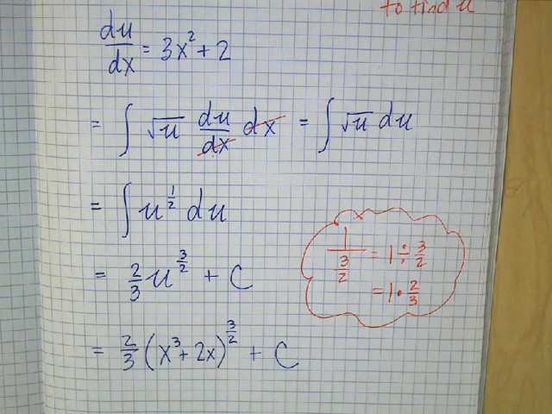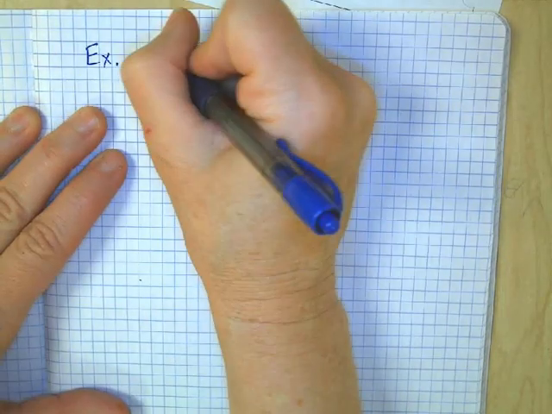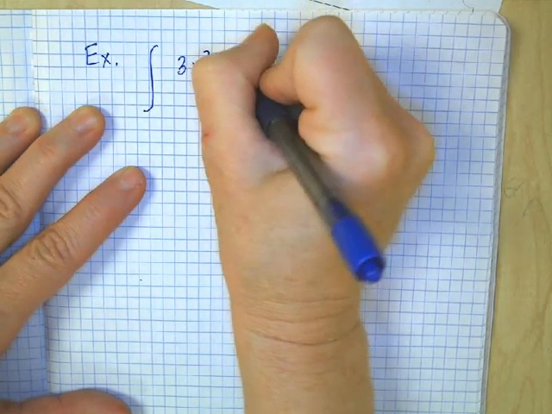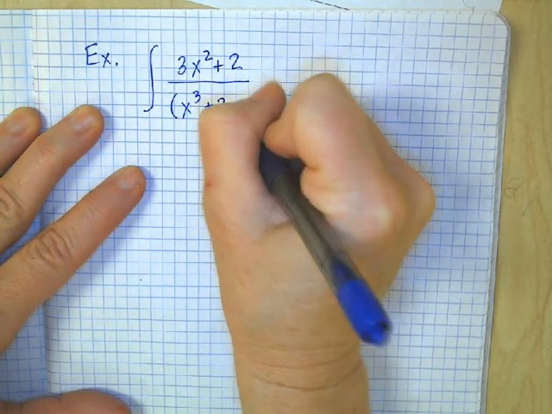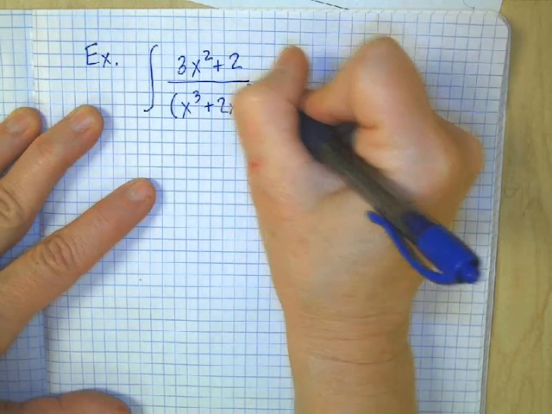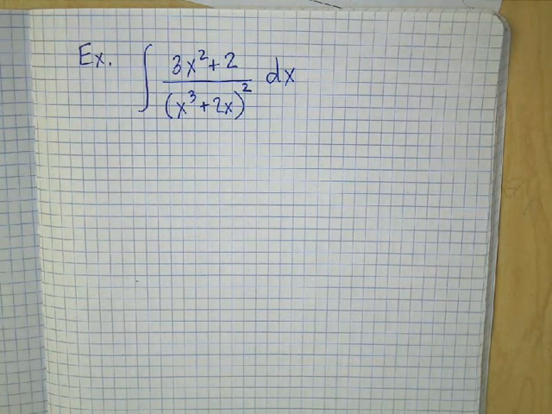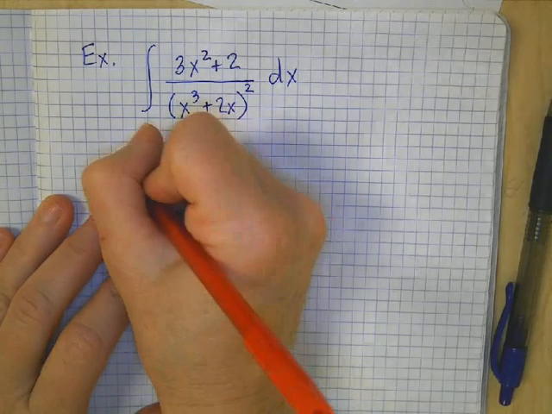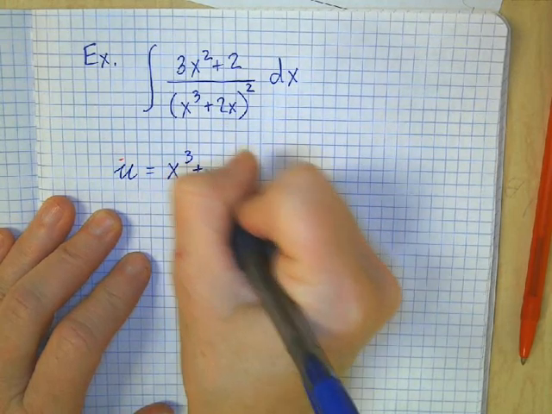I'm going to do one more example. Now that I think about it. Okay, so I'm going to integrate 3x squared plus 2 over x cubed plus 2x, squared, dx. Okay, so again, we're going to look for the higher exponent values. Those are right here, so that's going to be my u. So my u is going to be equal to x cubed plus 2x.